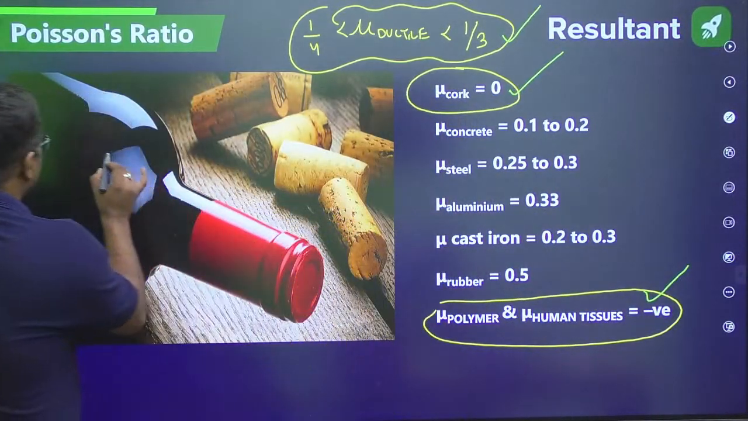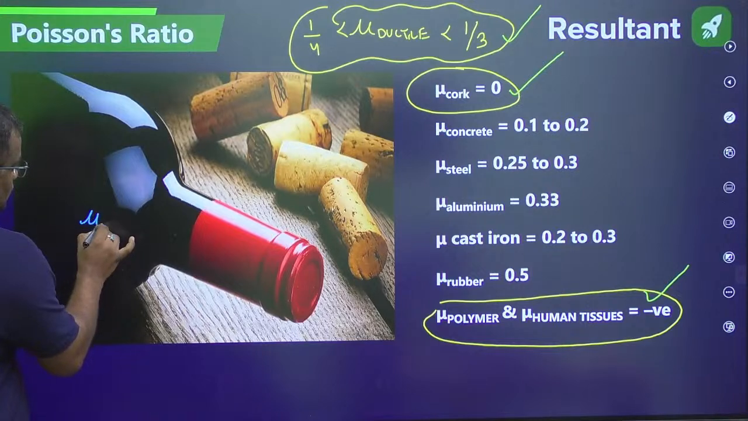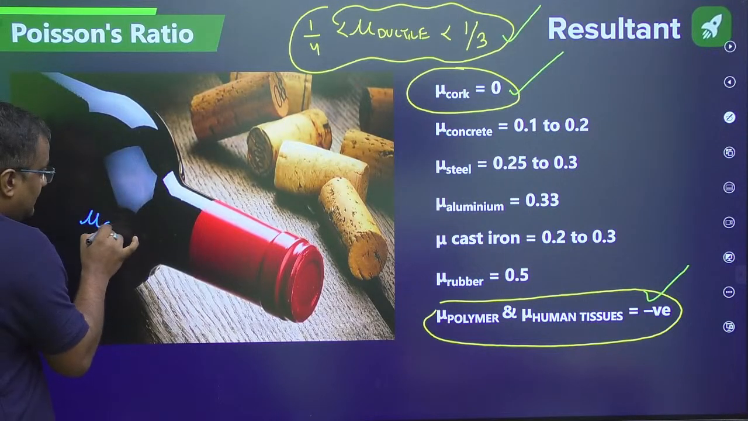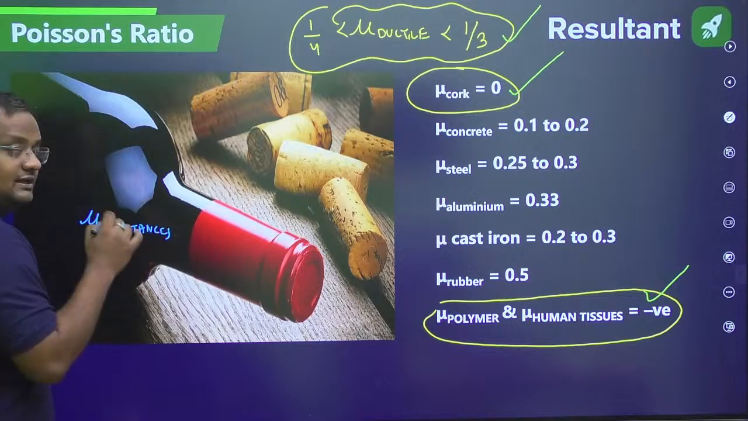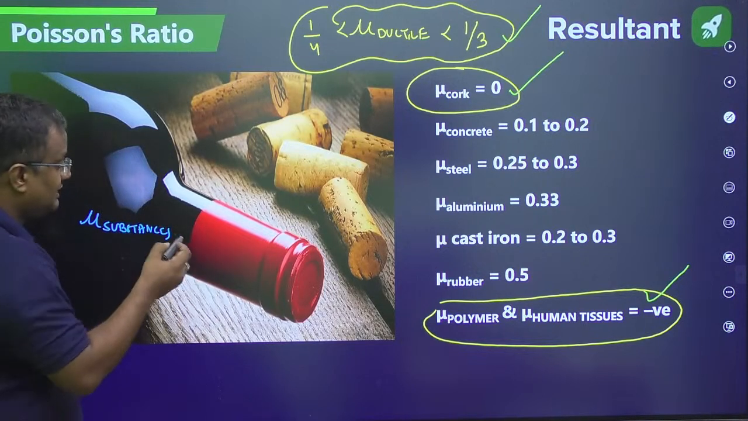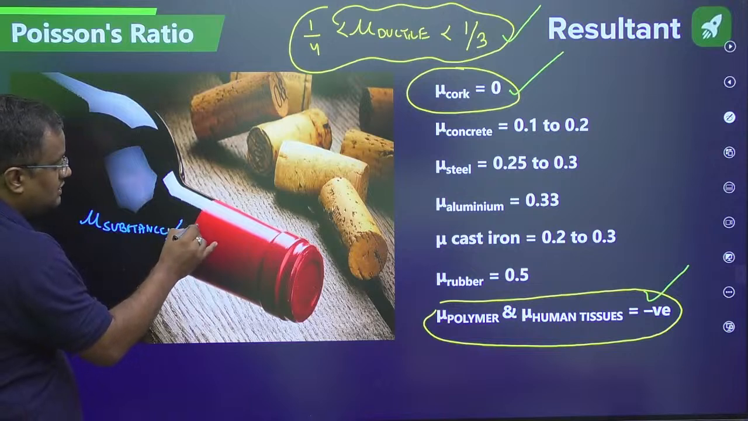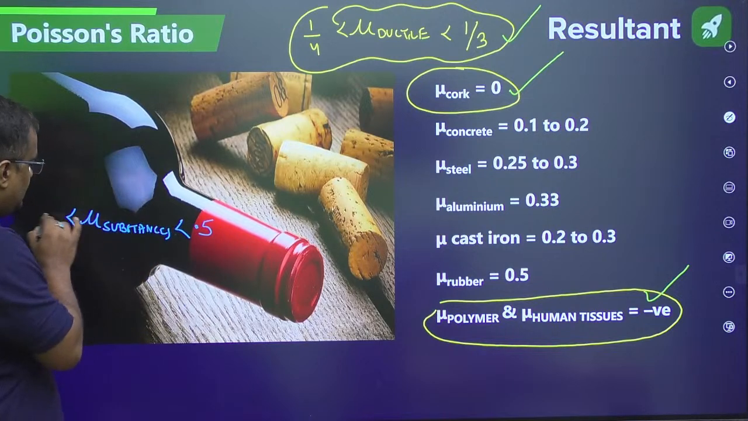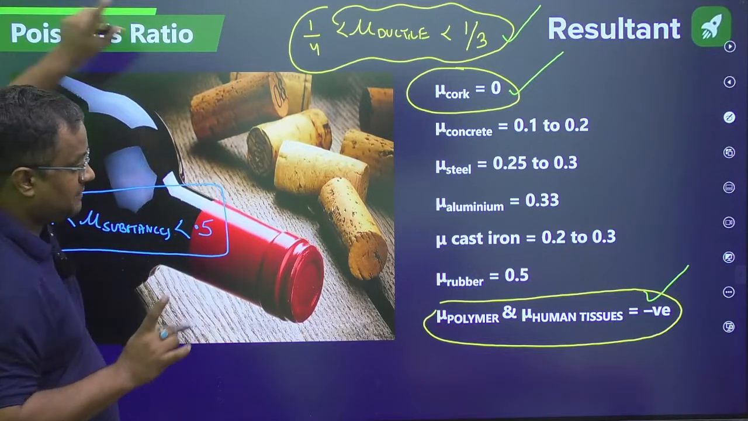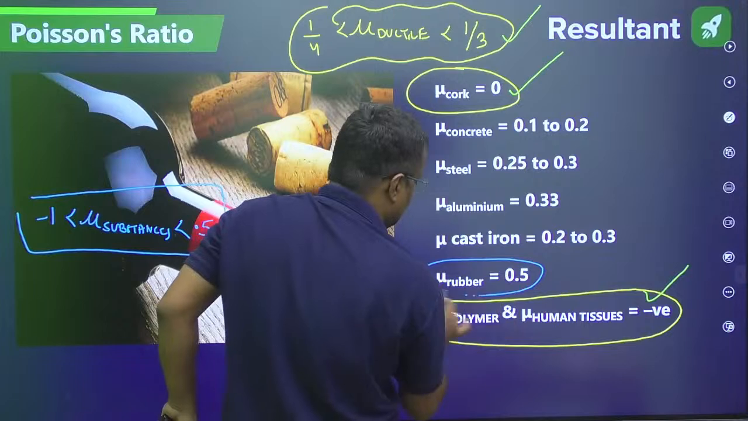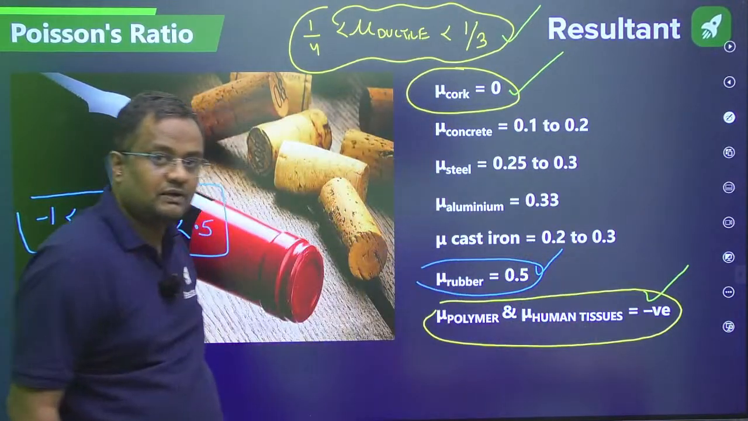So they ask one time, what is the range of mu? And they have written mu of all substances in this word. People have written 0 to 0.5, 0 to 0.5, that is wrong. The correct option was, the maximum value is 0.5 for rubber and -1 can also be there for soap polymers. Apart from these three, this also you have to remember. Rubber, perfectly plastic material.